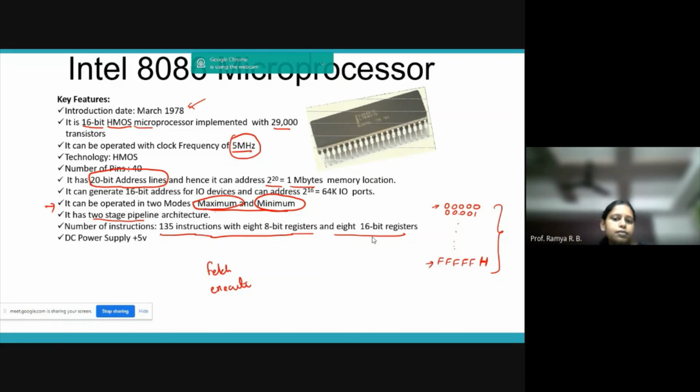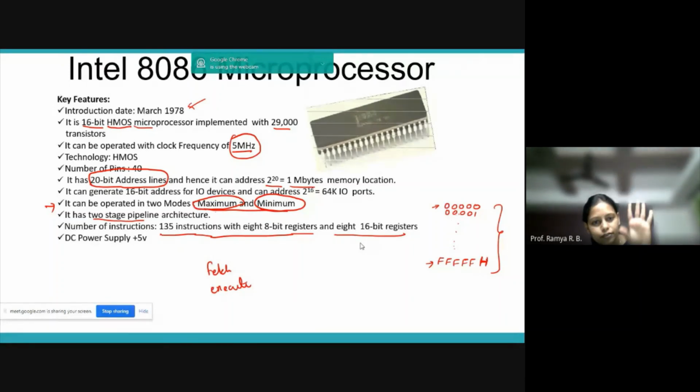8086 has 40 pins, operates at 5 megahertz clock frequency. It is manufactured using high density metal oxide semiconductor technology. 8086 has a 16-bit data bus. 16-bit data bus मतलब 8 clock cycle में 16 bits transfer हो सकते हैं. 8086 has a 20-bit address bus. 20-bit address bus मतलब कितना memory access हो सकता है? 1 megabyte of memory. It has 1 megabyte memory location which is accessible. And then it implies that the address range will go from 00000H to FFFFFH. Okay, H means hexadecimal.